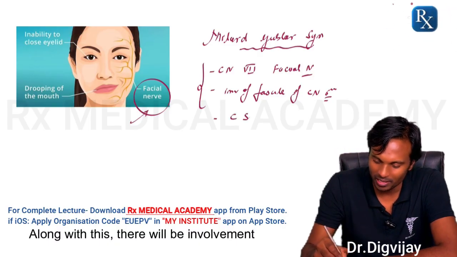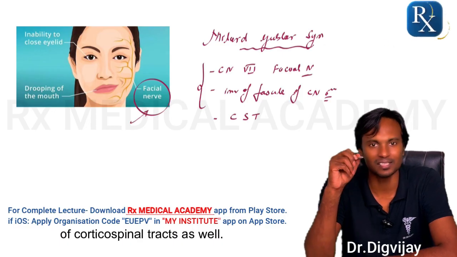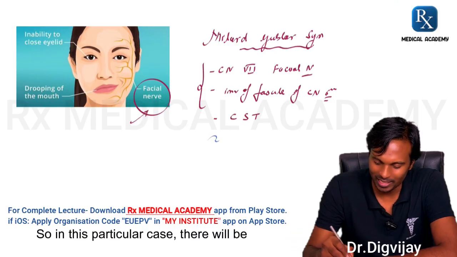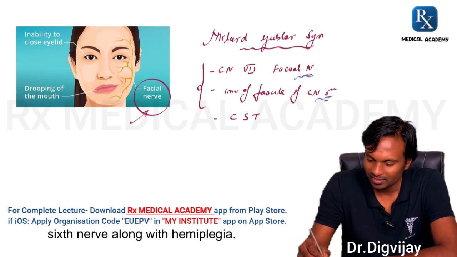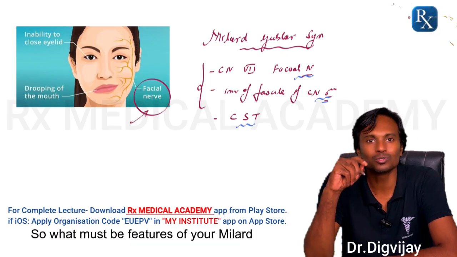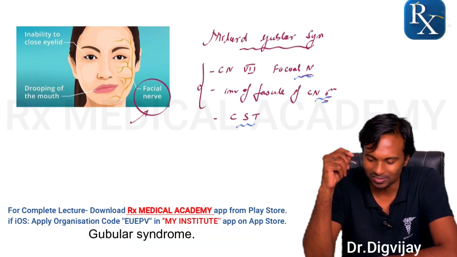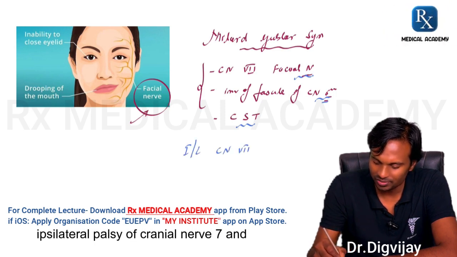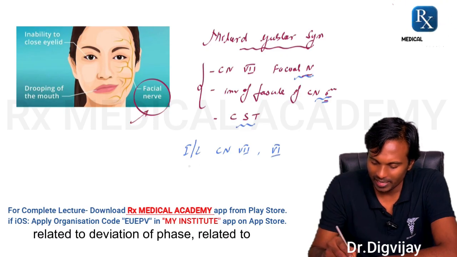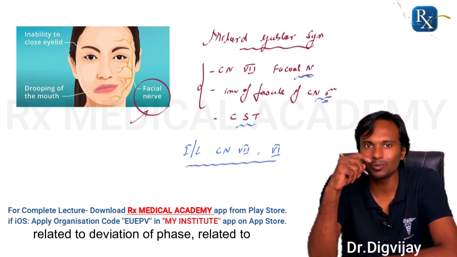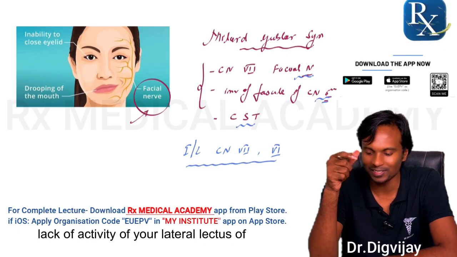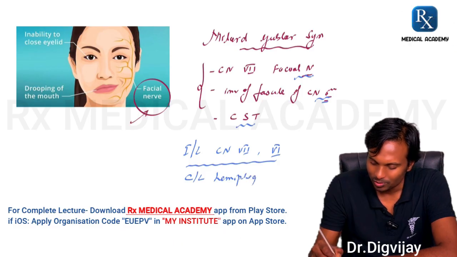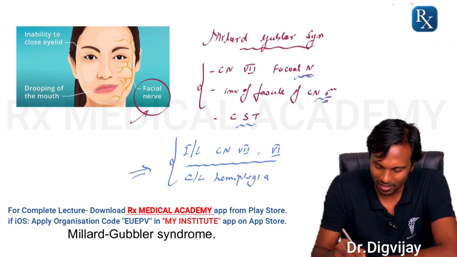Along with this, there will be involvement of corticospinal tracts as well. Therefore, there will be contralateral hemiplegia. So, in this particular case, there will be involvement of facial nerve, sixth nerve along with hemiplegia. So, what must be features of your Millard-Gubler syndrome? There will be ipsilateral palsy of cranial nerve 7 and cranial nerve 6 related to deviation of face, related to lack of activity of your lateral rectus of the ipsilateral side along with contralateral hemiplegia. So these will be features of your Millard-Gubler syndrome.